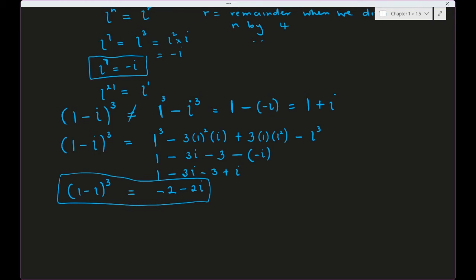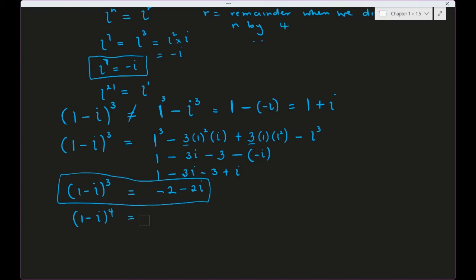Okay. Now, what about if you have higher powers? If you have higher powers like 4, 5, 6, let's say you have up to 4. If you have i to power 4, then you should still use the Pascal triangle, in a similar way, but the coefficients will change. You use your Pascal triangle to get the coefficients.